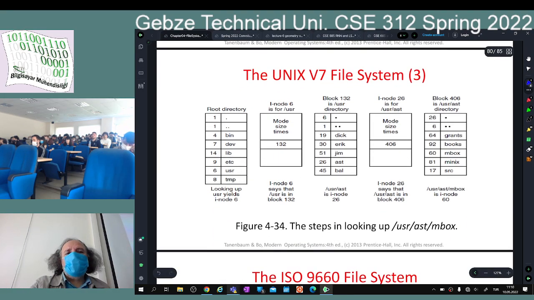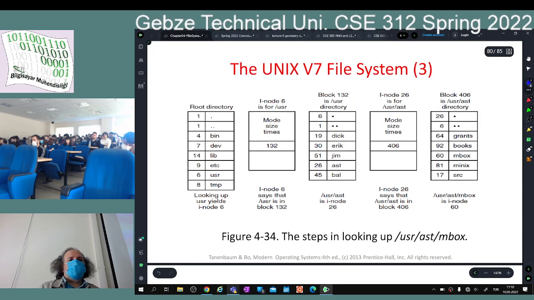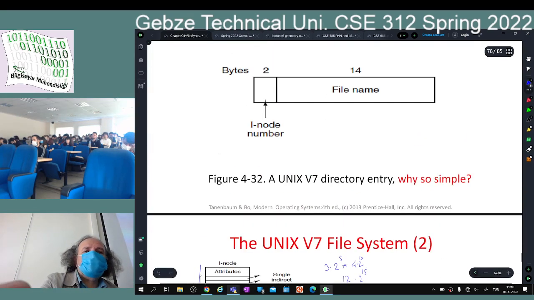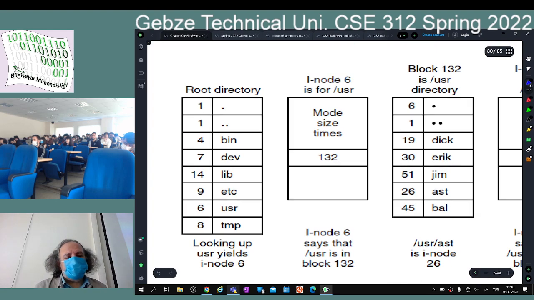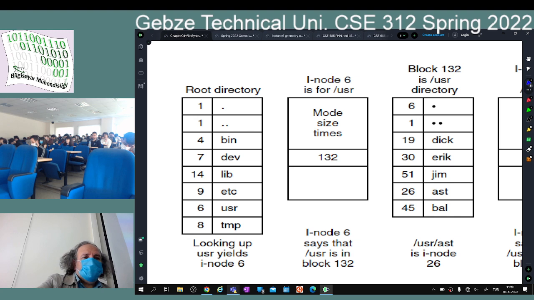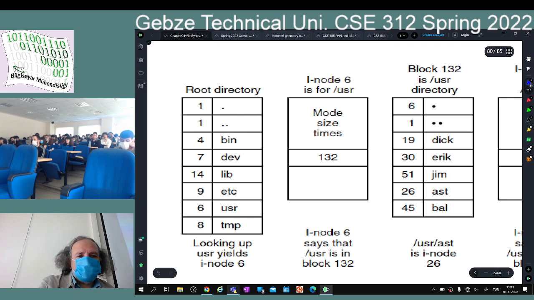So I think we looked at this picture before, okay? If this is the case for a directory entry in Unix v7, maybe this is a sample example directory listing. I have these directories: bin, devices, libraries, etc. Okay, these are the inodes for the corresponding stuff. So inode 6 is this one, user.